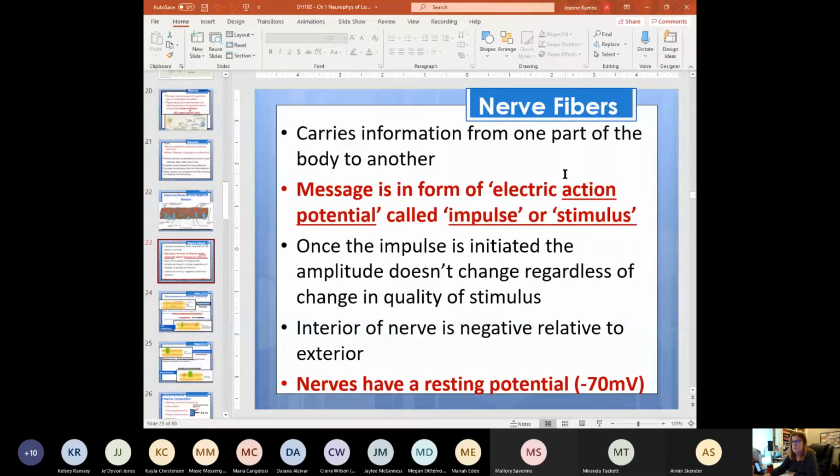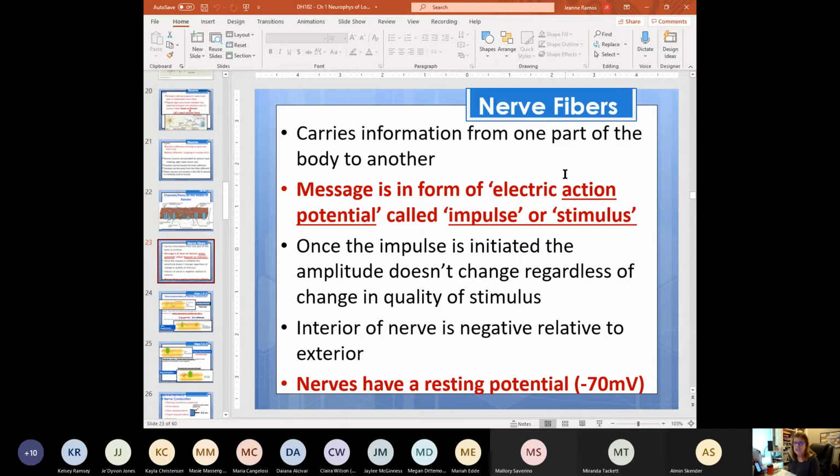So the nerve fibers will carry information from one part of the body to another. All those nerve axons are made up of nerve fibers. The message is in the form of an impulse, stimulus, or an action potential, and a lot of times an electric action potential. A lot of test questions will say, what causes an electric action potential to blah, blah, blah. So you need to know that those are interchangeable words.